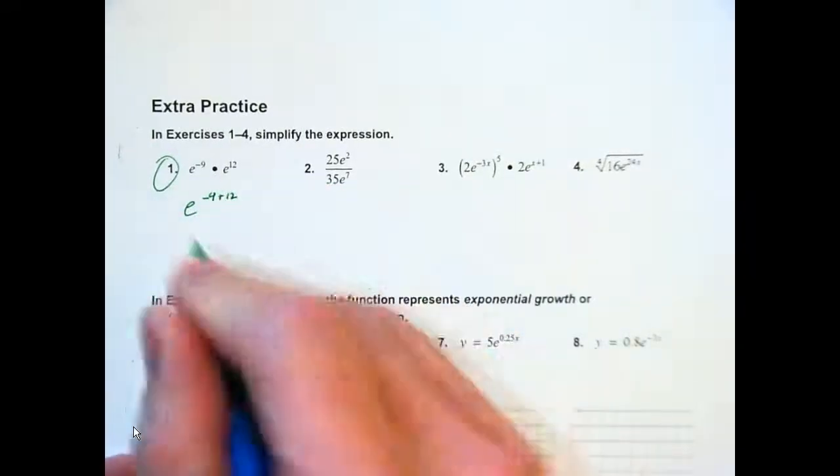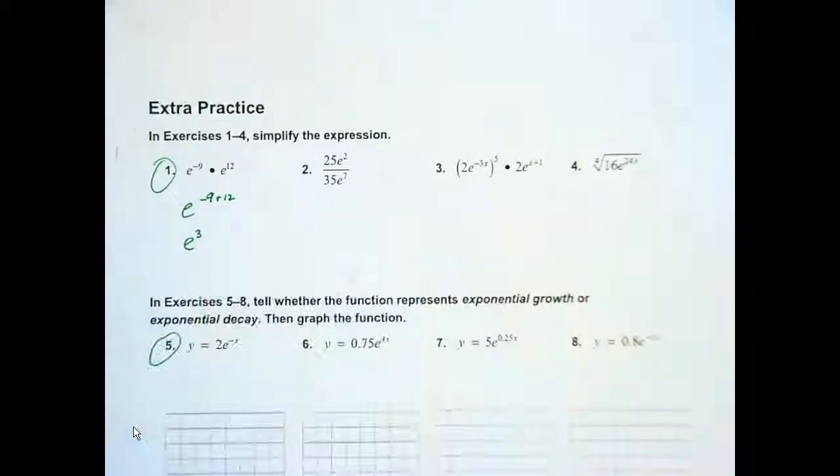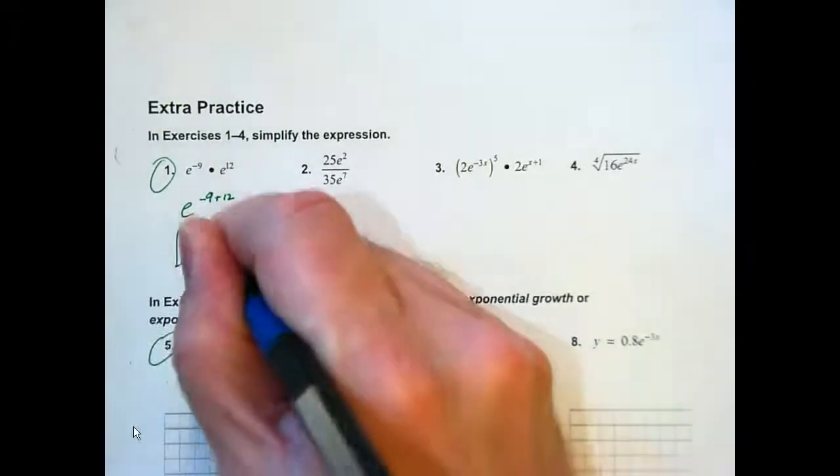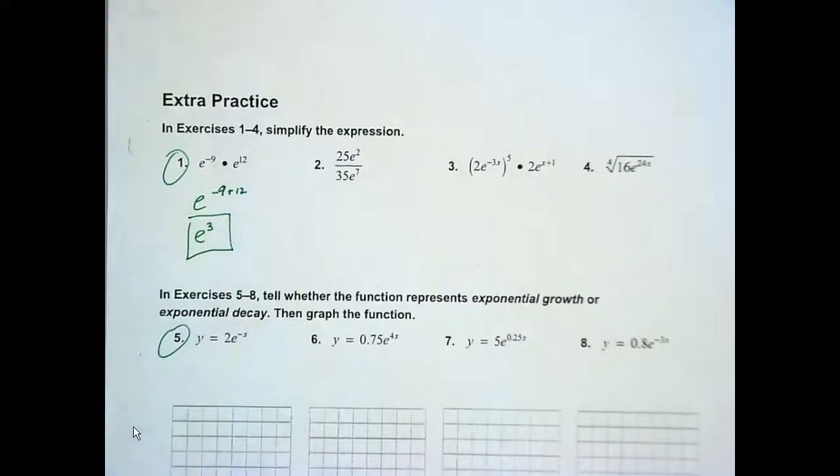Since they have the same base, that's just e to the 3rd power. Everyone who found the answer, you're like, oh yeah, e to the 3rd power is this big long decimal that you cut off. That's not simplifying. This is simplifying. You're going to be working on simplifying.